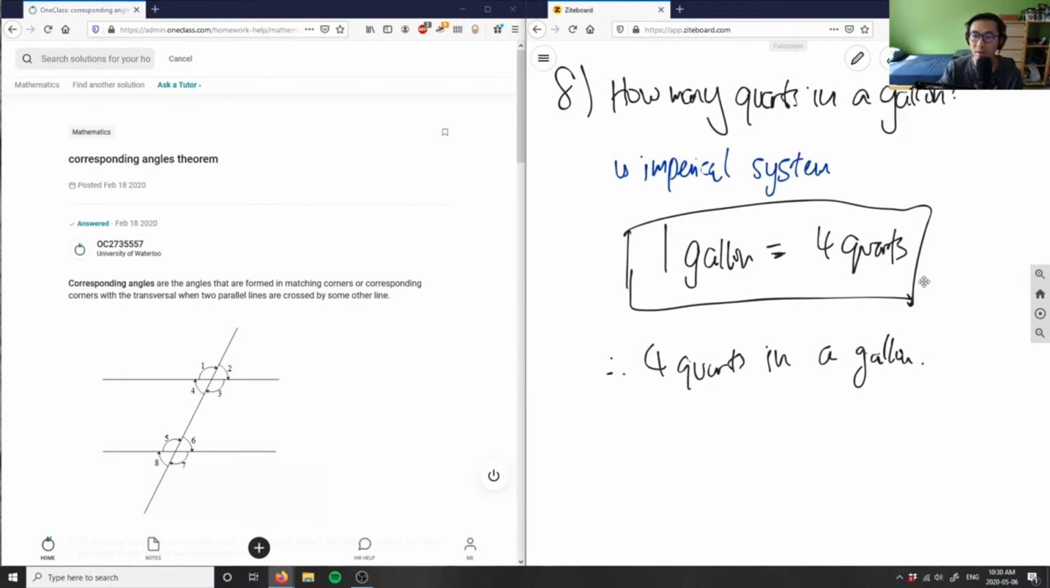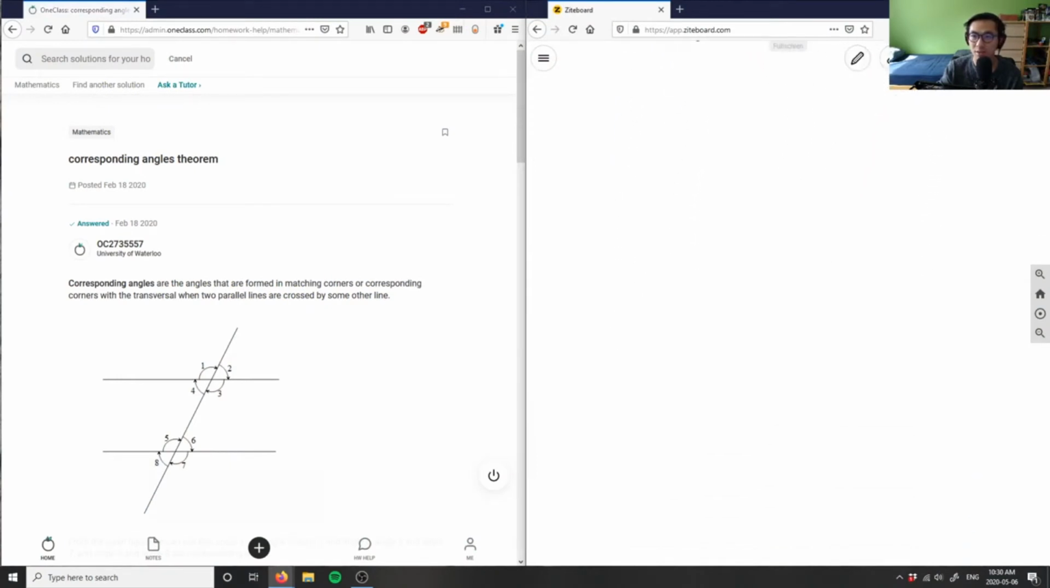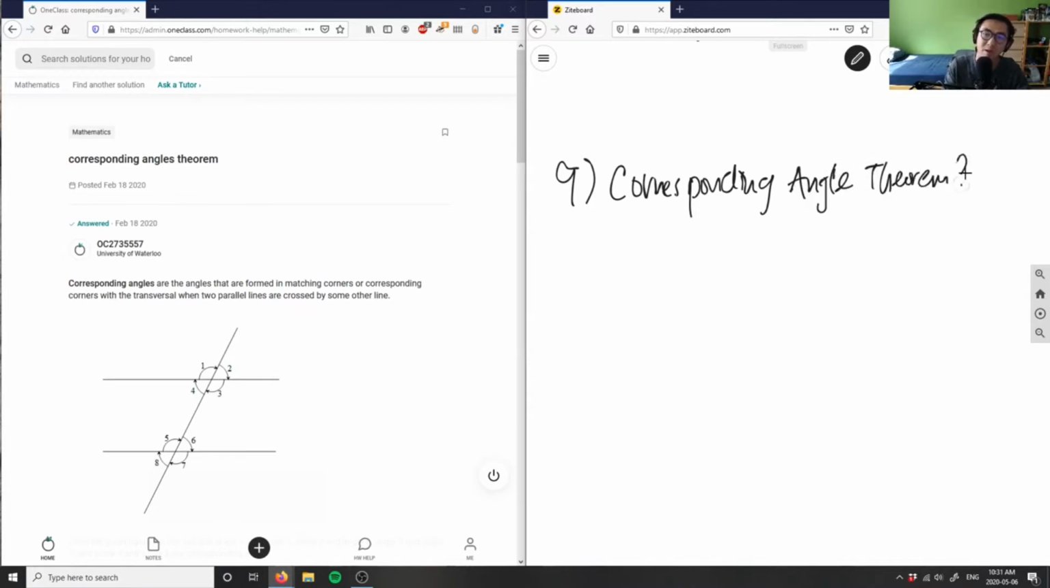All right, number 9. It's asking a question about corresponding angles theorem. Maybe it's asking what is corresponding angles theorem, or define corresponding angles theorem. They didn't really ask a question here. Corresponding angle theorem.